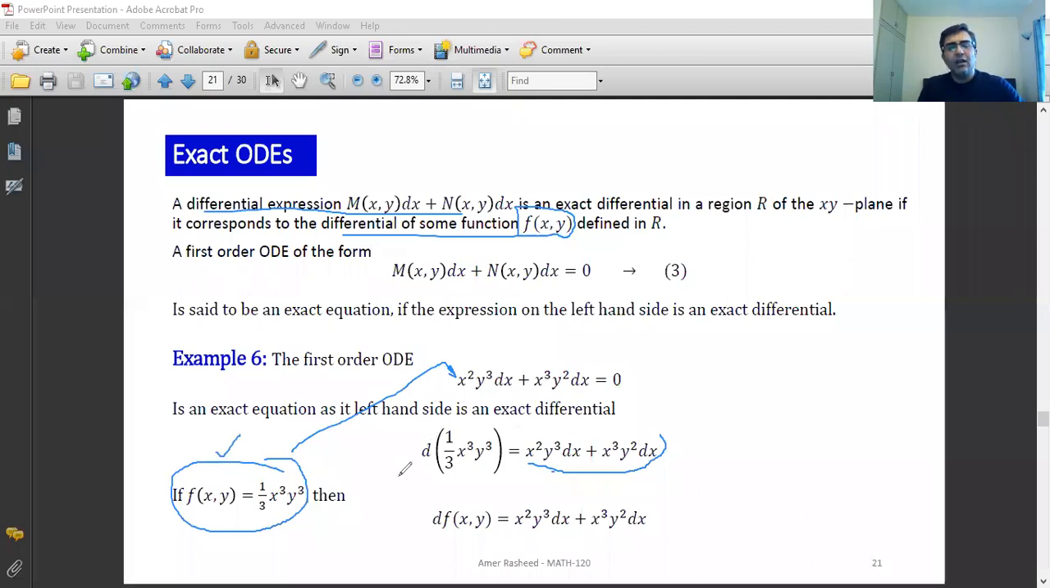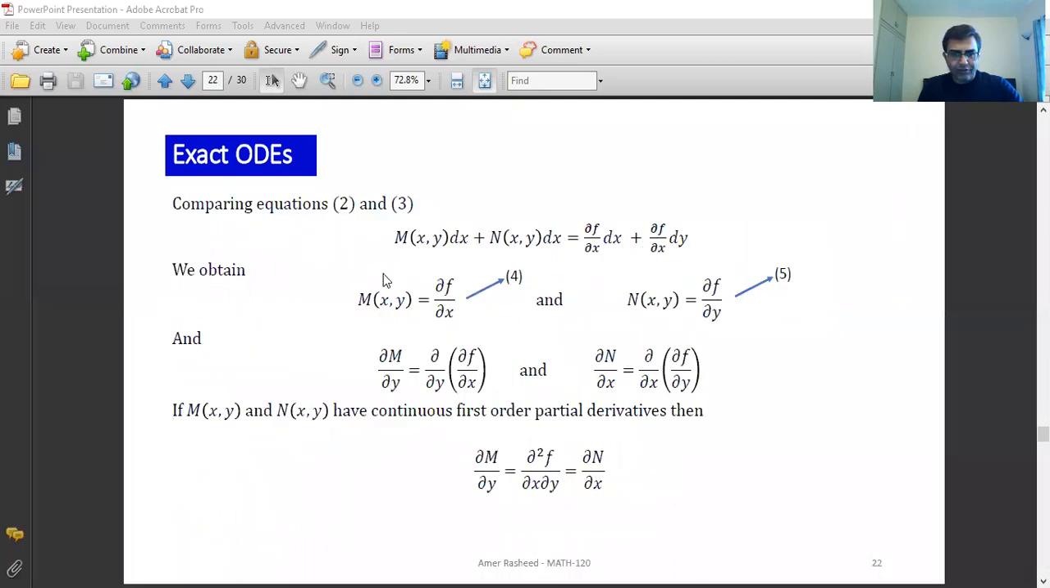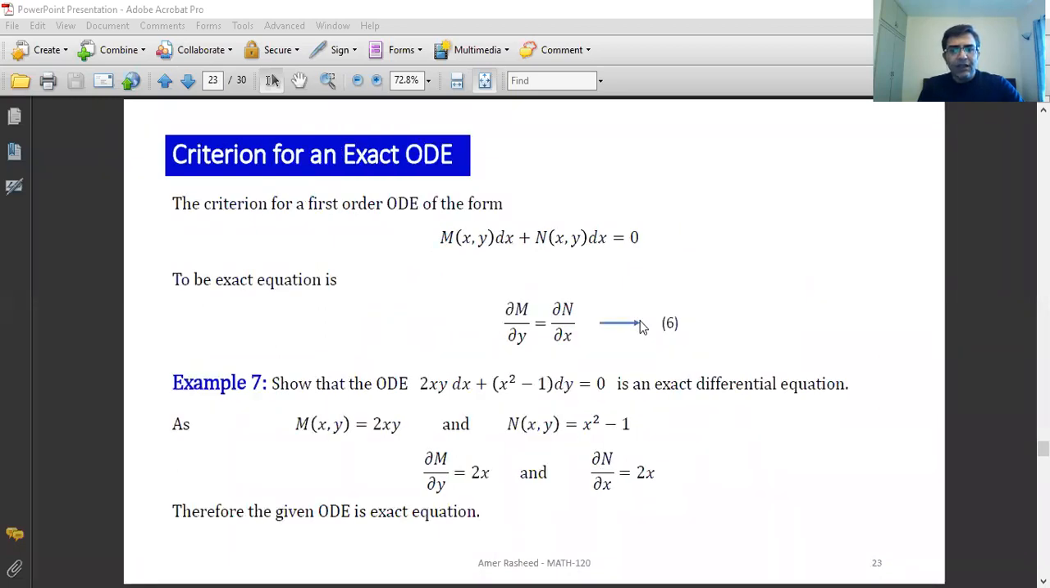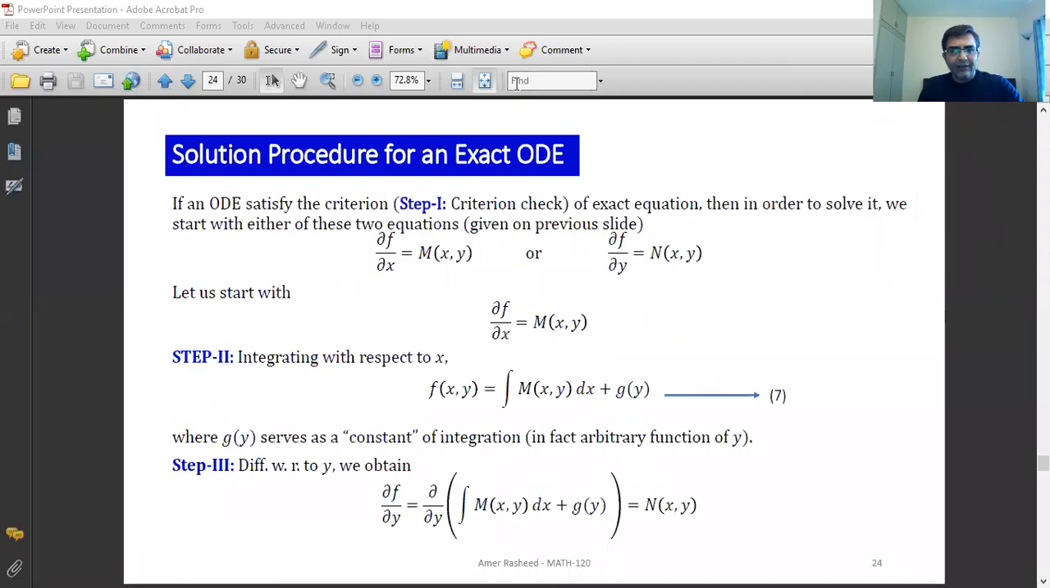So this is why we are trying to find this function f of xy. This will be the solution of the given differential equation. Now in order to find f, we start with these two equations: partial f over partial x is equal to m of xy, and partial f over partial y is equal to n.